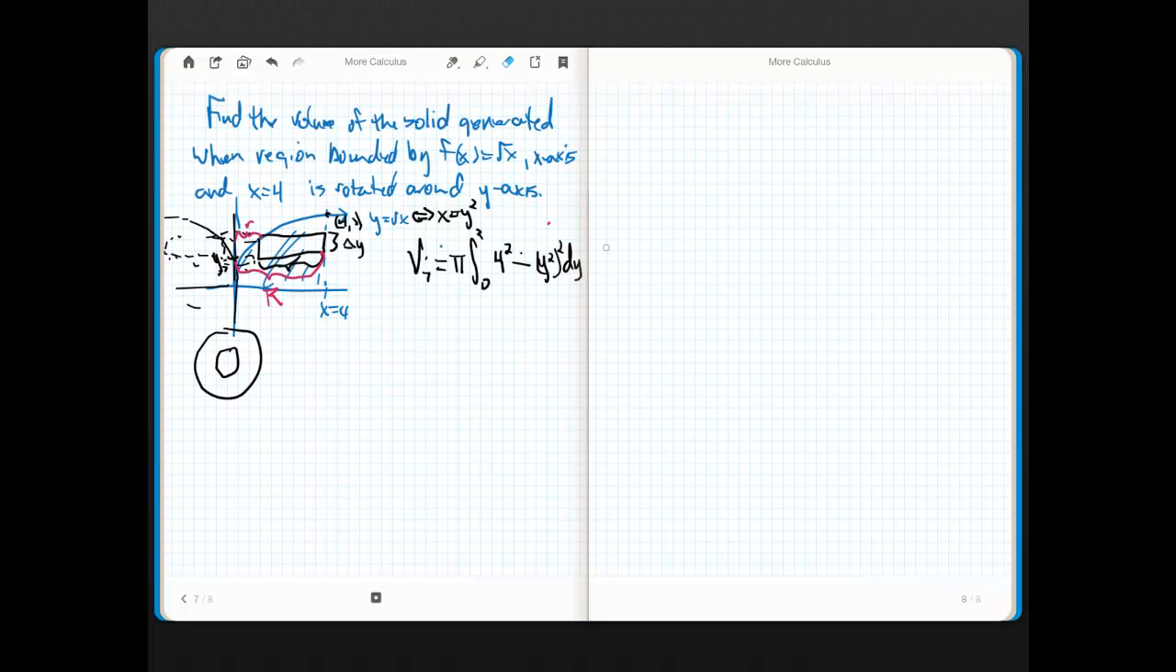This is v sub i, so I need to pay a little more attention. This is delta y, because we're doing the volume of the ith interval, and then that's going to be y sub i. So the overall volume is going to be pi times the integral from 0 to 2 of 4 squared minus y sub i squared delta y.